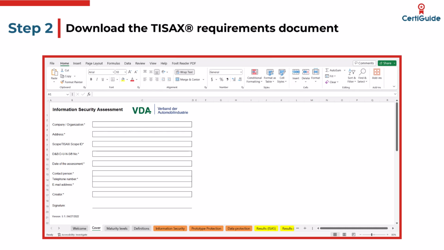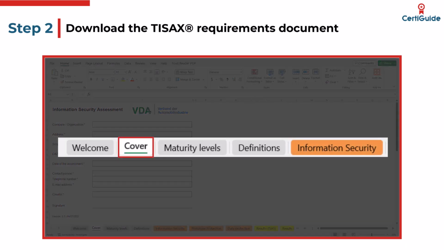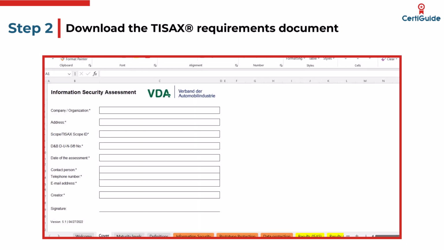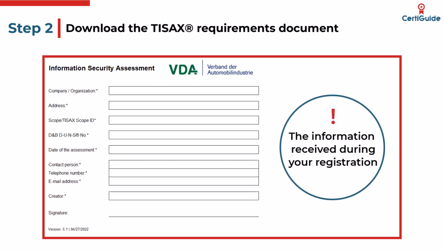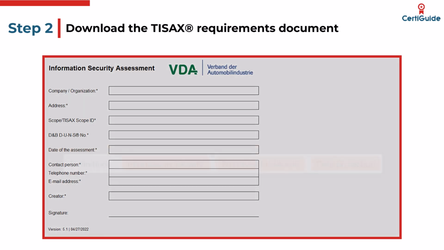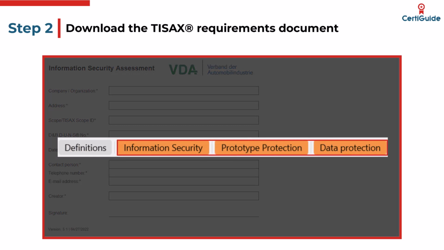When you open the Excel file for the first time, please switch to tab Cover. It's displayed at the bottom of your screen. Fill in the details of your organization. Please make sure that you fill in exactly the information that you received during your registration in the ENX platform, see Step 1. Some information may not be known to you at this point, for example, the date of the assessment. Leave the respective items empty. Now, we are going to take a look at the three main requirement categories. You will find them in the three orange tabs: Information Security, Prototype Protection, and Data Protection.